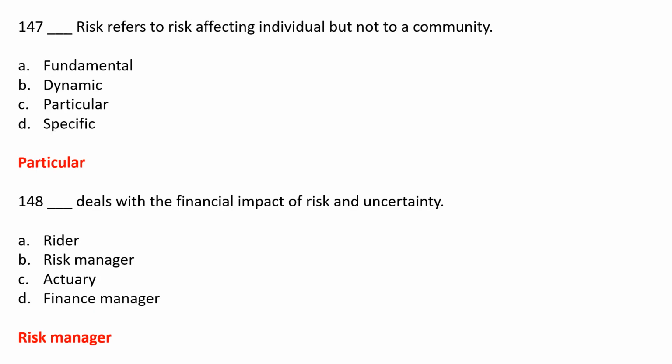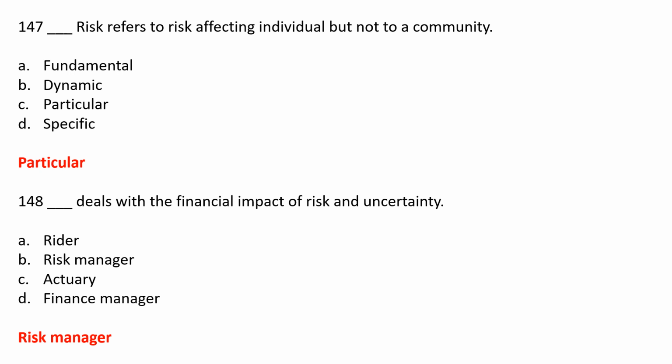Next MCQ, dash risk refers to a risk affecting individual but not a community. Option A, fundamental; option B, dynamic; option C, particular; option D, specific. The correct answer is particular. So particular risk refers to a risk affecting the individual but not a community. So it is called a particular risk.